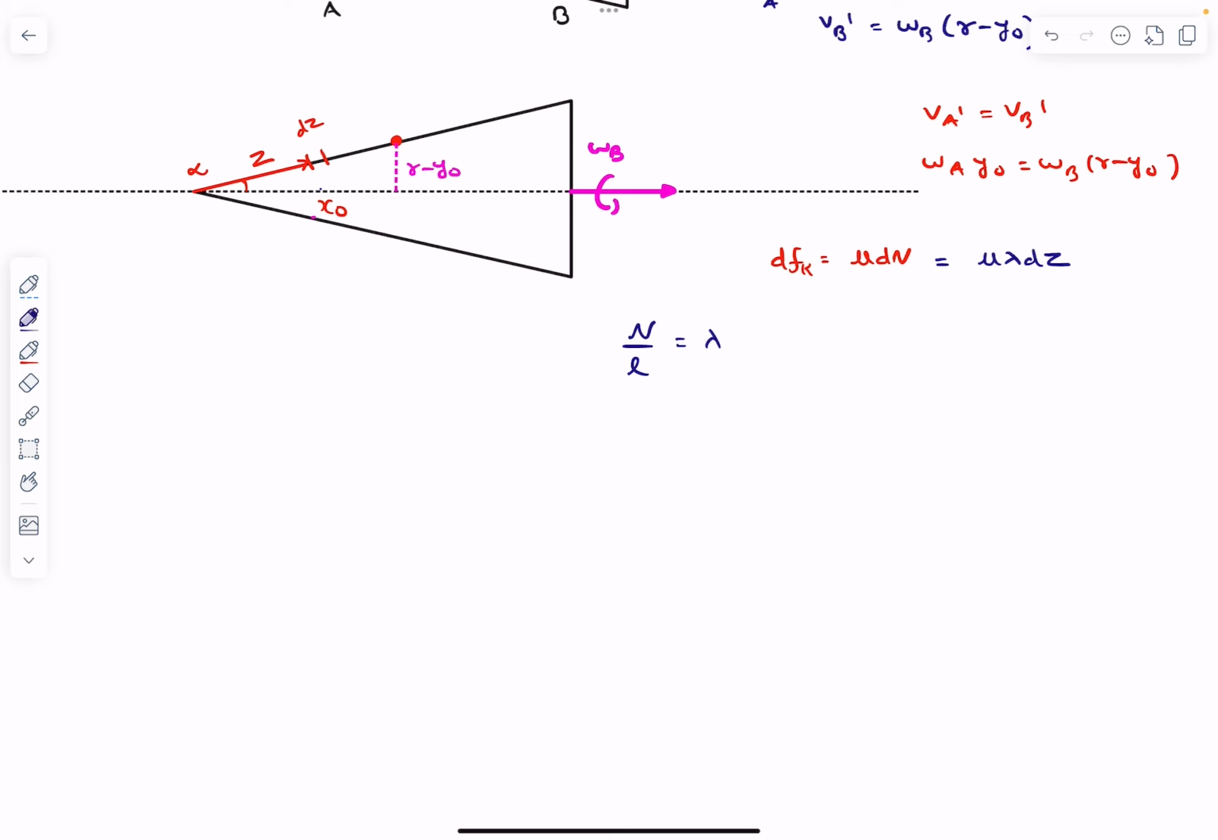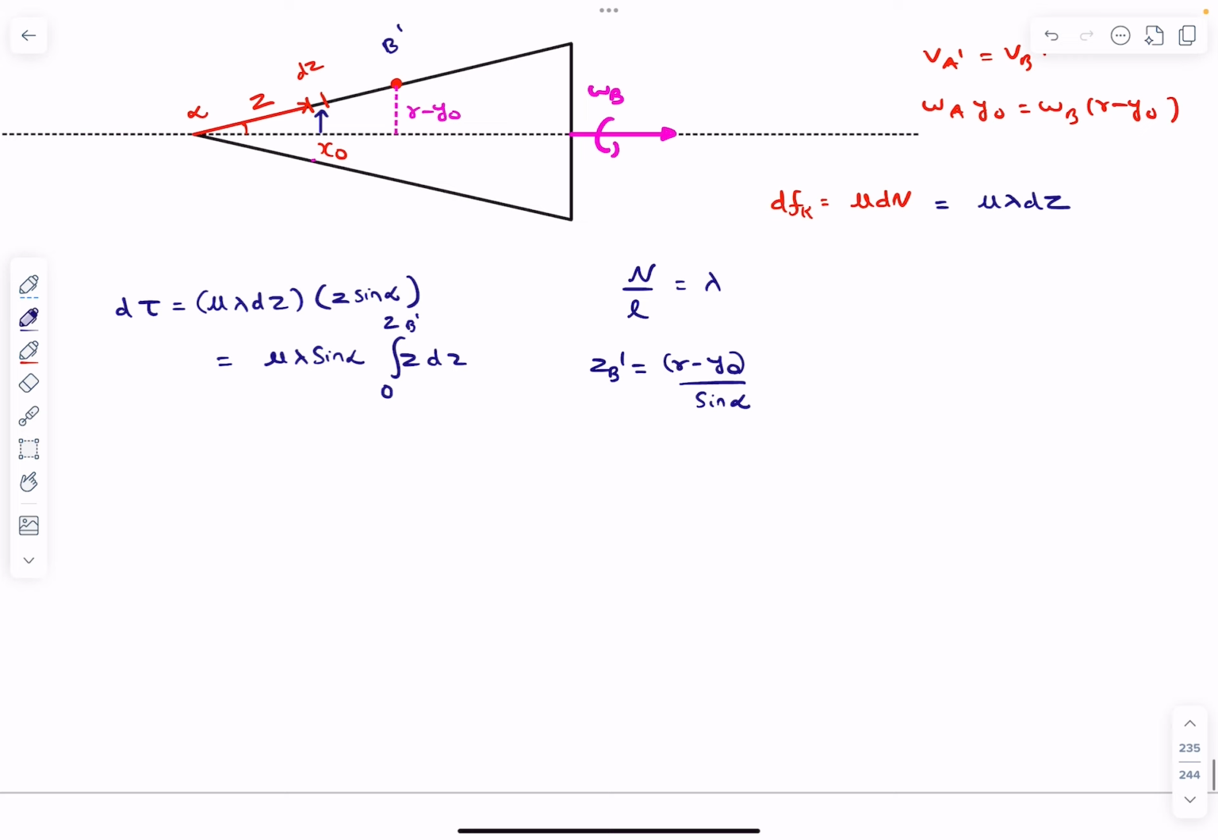Now for the torque we need the y coordinate as well. So the d tau is going to be mu lambda dz multiplied by the moment arm, which I'm going to write as z sine alpha. So this becomes mu lambda sine alpha z dz. Now we'll integrate the z coordinate from 0 till our B dash point, right? And what is the z coordinate? I'm going to write it in terms of the y coordinate. For a second I'm going to call it z B dash. Basically z B dash I can also write as r minus y naught divided by sine theta. Now this is the positive torque, right?